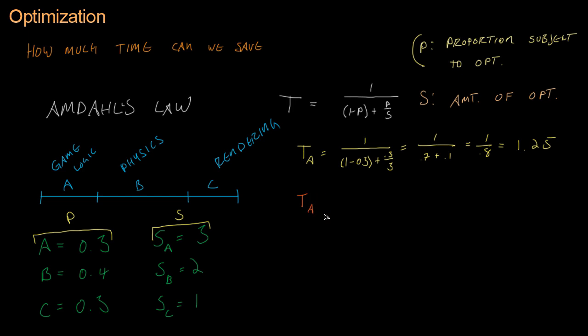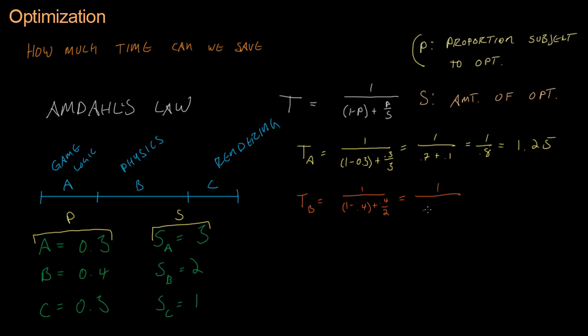And now let's do, again, I write A when I mean B. Now let's do the physics. We want to know what kind of speed up we can get from the physics. So we're going to go 1 over 1 minus P, now we have P is 0.4, plus 0.4 over, I'm sorry, that is going to be over 2, because from the physics part of our program, we think we can get a 2x speed up.